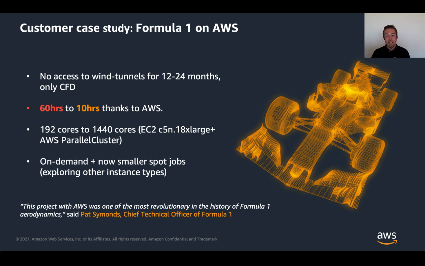And they used Amazon EC2 C5n. So these are 36 core, 192 gig Intel Skylake instances with our Elastic Fabric Adapter to give the really high network bandwidth and low latency. And they used ParallelCluster to provision this all. And as Pat Symonds said, this was one of the revolutionary projects in the history of Formula One aerodynamics. And I think AWS at least gave them the thing that they didn't have to worry about, the HPC bit. They could focus on the design.